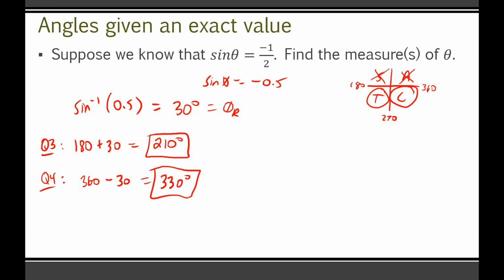We found those two measures. And just like I've been beating to death today, if you ever want to check these answers, just check them by going sine 210. Sine 210, I'll even check it on my calculator just for good measure. Yep, it gives me -0.5. You can also check the other one, sine 330. I'll check that one as well. And yep, it also gives me -0.5. So in other words, we can easily check to make sure that we've got the correct answers here. We found the proper measures of theta such that sine of that theta gives us -1/2.